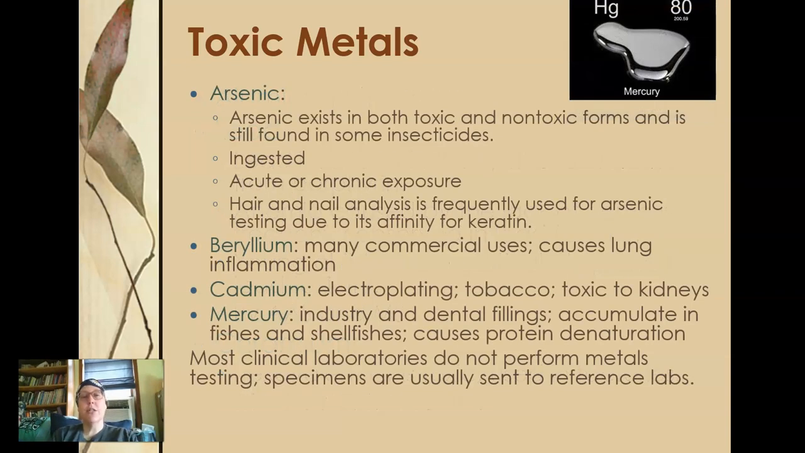So arsenic exists in both toxic and non-toxic forms. It is still found in some insecticides, so it can be ingested, especially if it's been sprayed on crops. So usually the problem with arsenic is contamination of crops or water supply from spraying the insecticides. You can get, again, acute or chronic exposure. An acute exposure would be if you got exposed to the insecticide itself, a rather big dose of it. Chronic exposure would be if you were drinking, for example, water that had some of the insecticide and some of the arsenic contained in it.